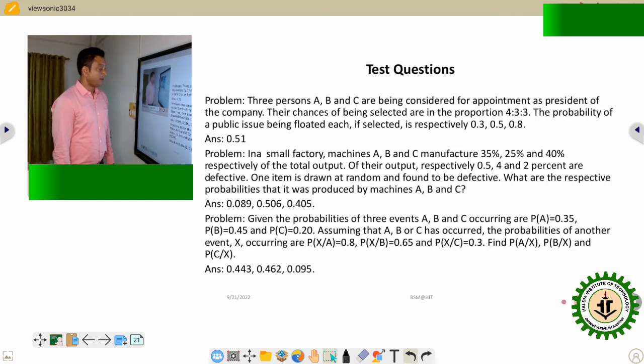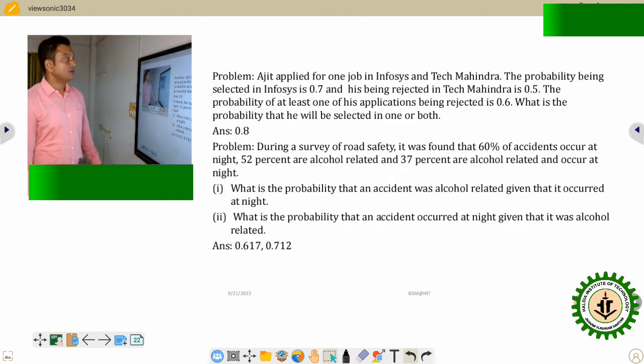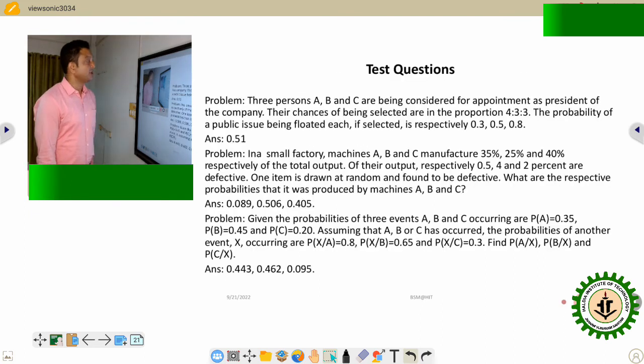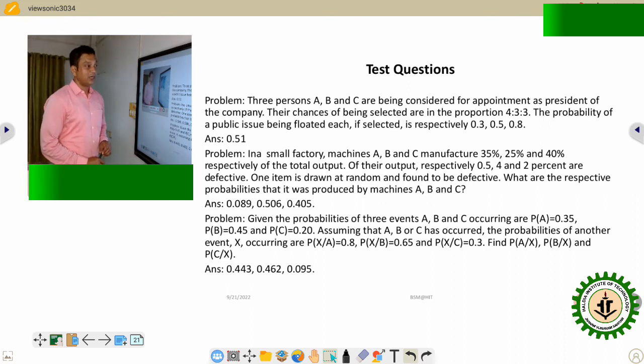Now these are the test questions you have. Let me solve one of them at least. Another set of questions are there. So let us do the first one. Three persons A, B, C are being considered for appointment as president of the company. Their chances of being selected are in the proportion 4:3:3. The probability of a public issue being floated, if selected, is respectively 0.3, 0.5 and 0.8. Now, what is the probability?